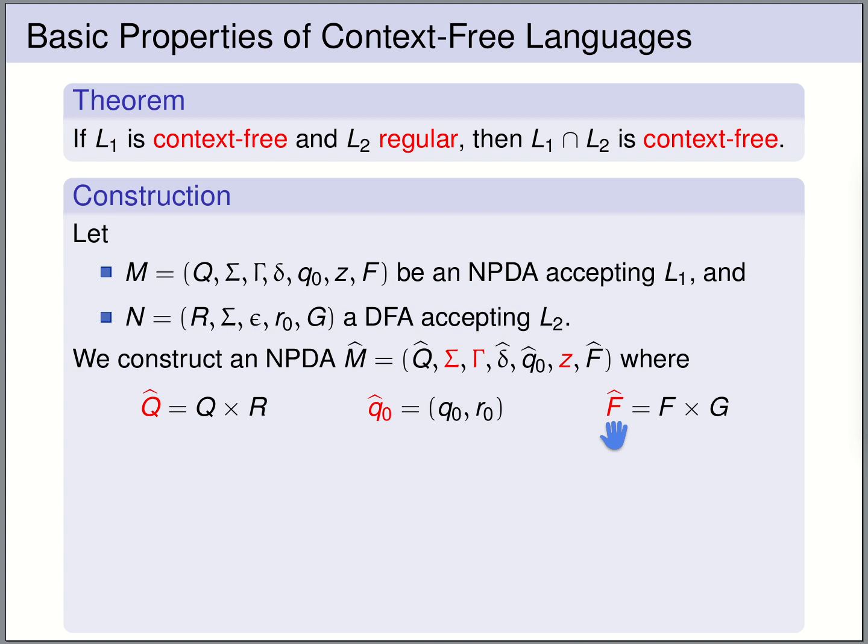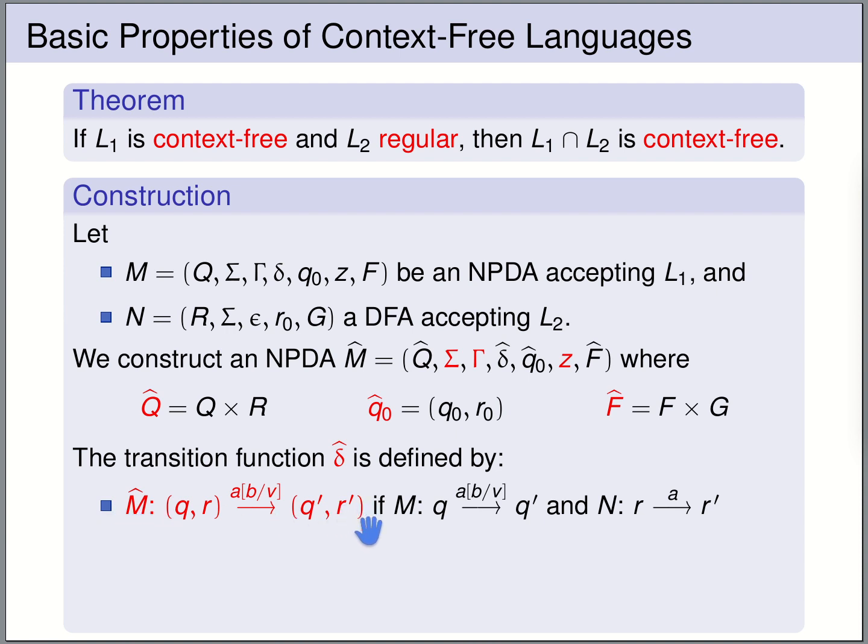And the set of final states is the product of the final states of the NPDA and the final states of our DFA. So we accept if the NPDA as well as the DFA accept. So now, how do the transitions of our new NPDA work?